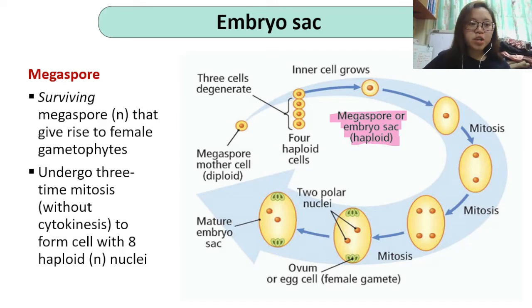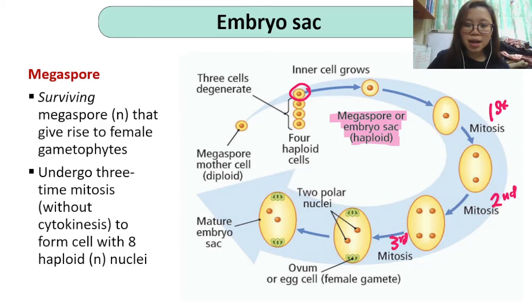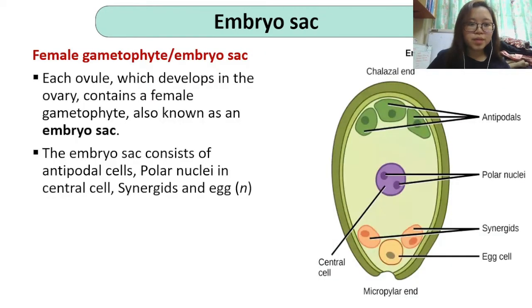The surviving megaspore, which is a haploid cell, is the one that will give rise to female gametophytes. It will undergo 3 times mitosis without cytokinesis to form cells with 8 haploid nuclei. So this one that I have circled in red is the surviving megaspore. And it will undergo first time, second time, third time mitosis to form the cell with 8 haploid nuclei.